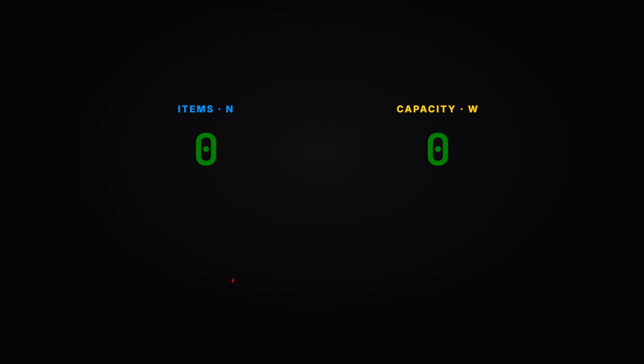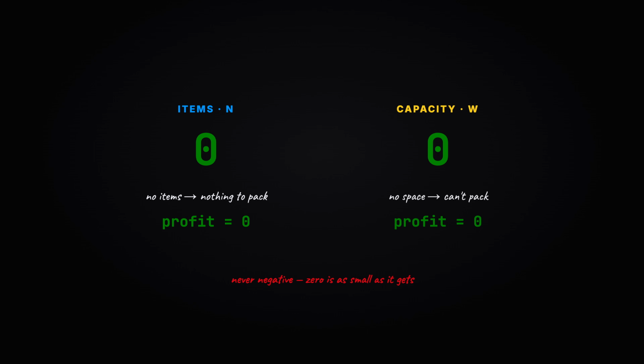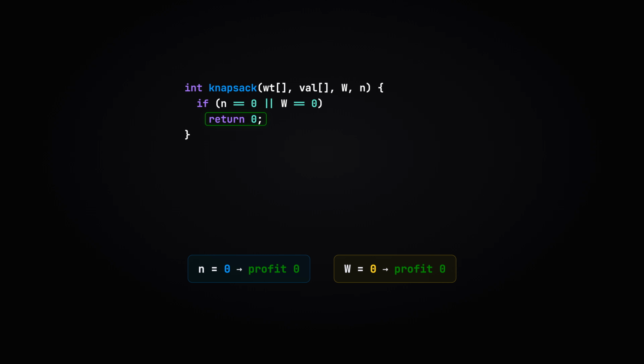Neither value can become negative. If there are no items left, there is nothing to choose from. So the maximum profit must be 0. Similarly, if the knapsack has no remaining capacity, we cannot place anything inside it. Again, the maximum profit is 0. That gives us our base condition. If n is 0 or capacity is 0, simply return 0. Find the smallest valid input. Then, determine the answer for that input.